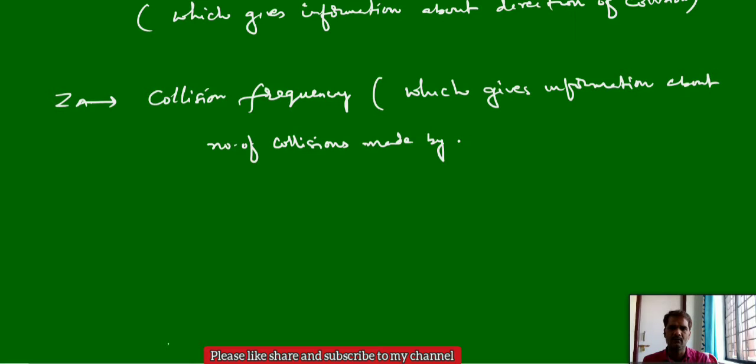Made by all molecules in 1 second. That is a collision frequency. Next we have one more factor, F. This is called the fraction of molecules. F generally we can write like this.